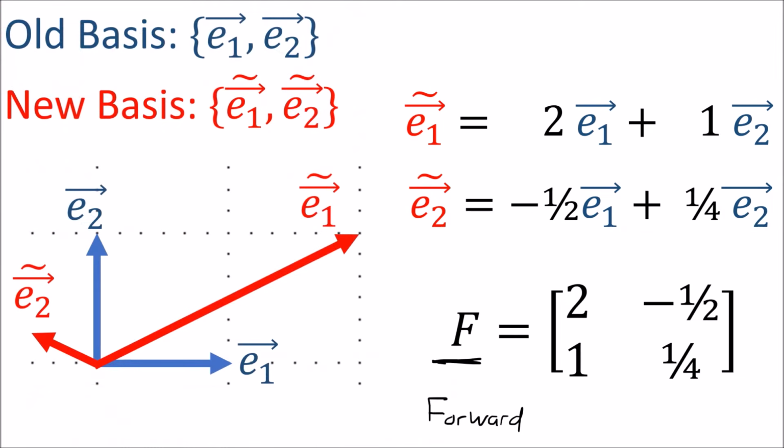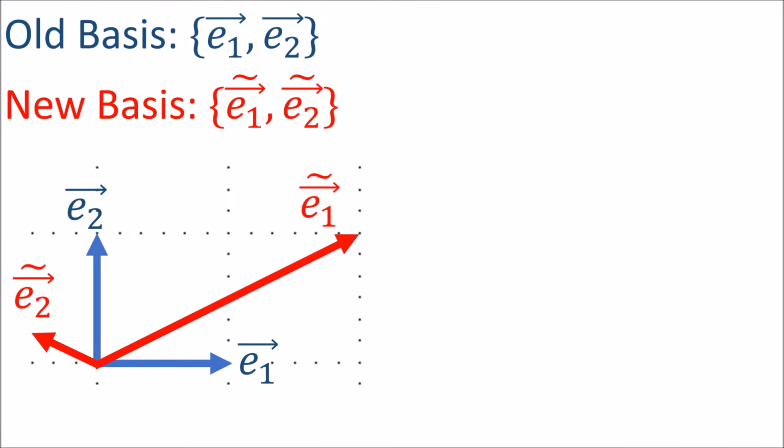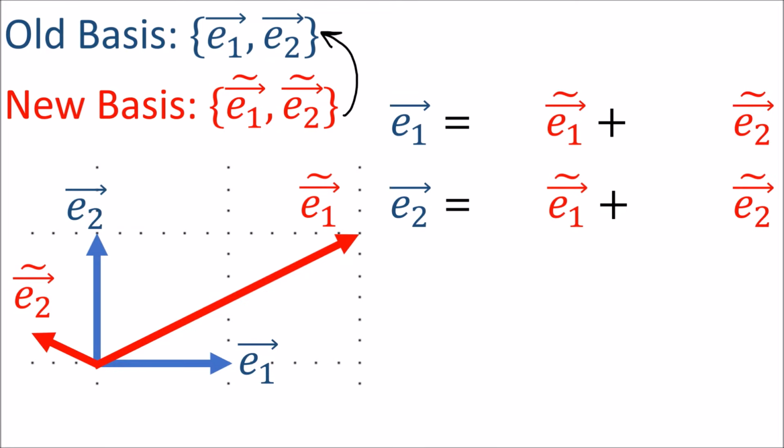And so that's really it. That's the entire forward transformation. If we know the matrix F, then we know everything we need to construct the new basis from the old basis. Okay, so what about backward transformations? As you'd expect, it's basically just the same thing, but in reverse. So we build the old basis vectors using the new basis vectors.